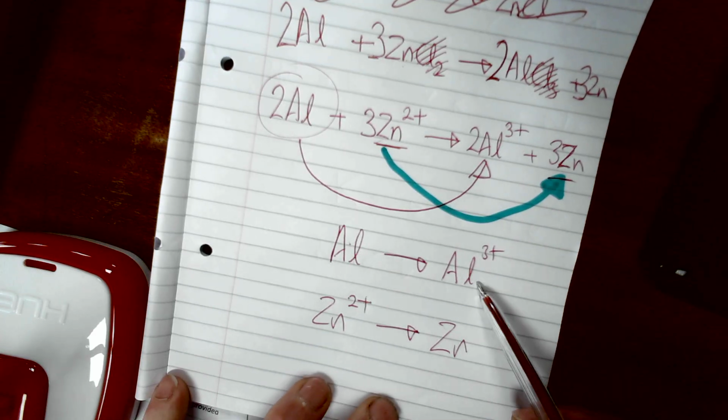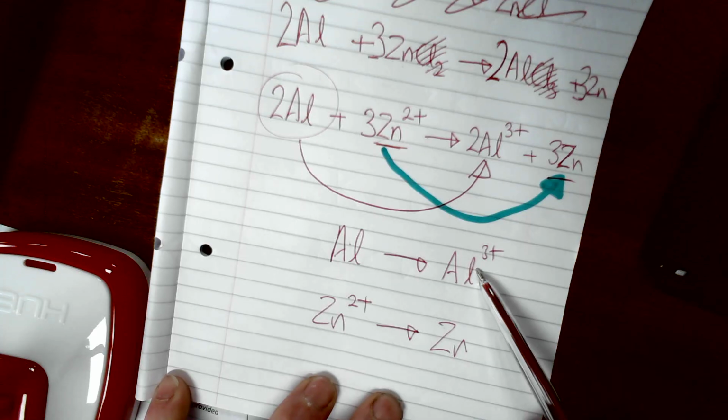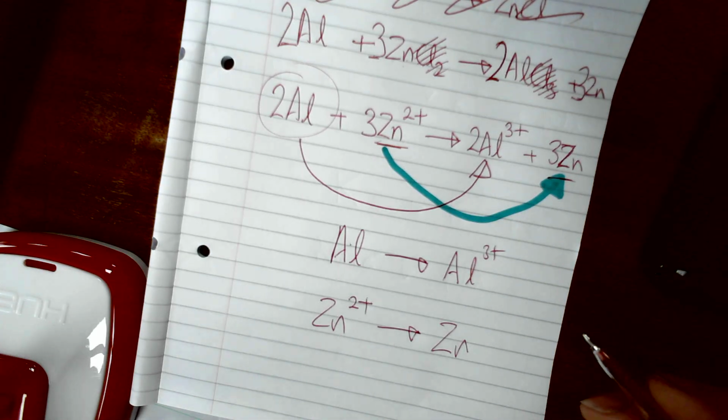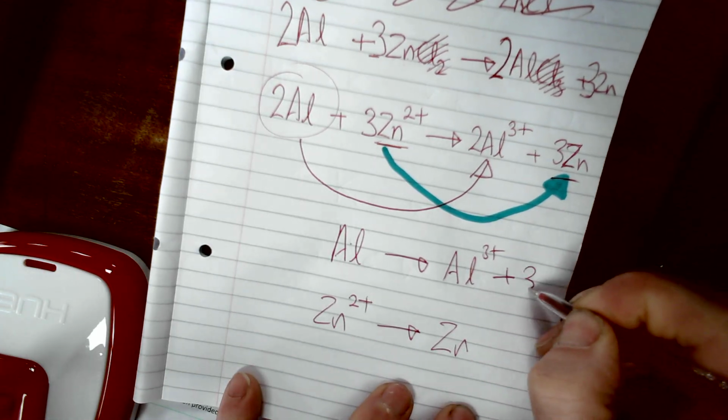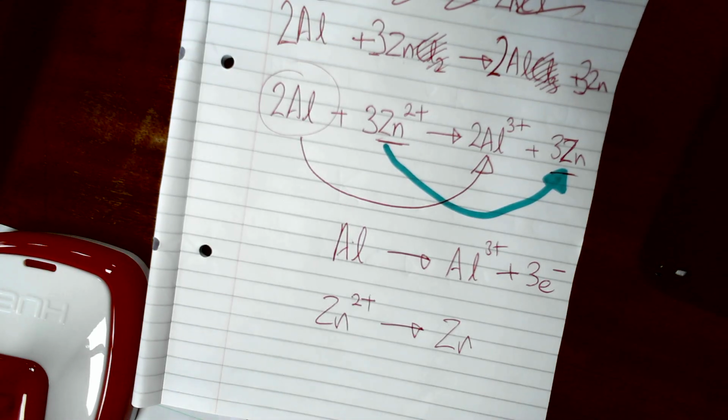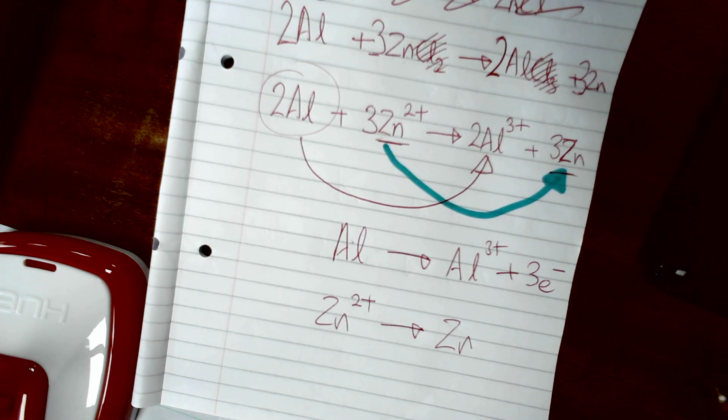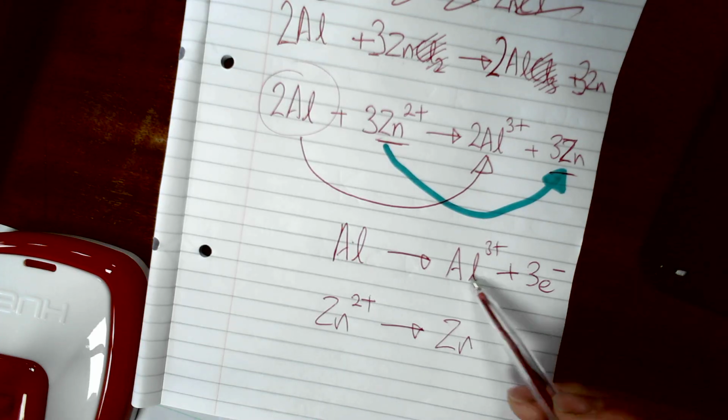How does aluminium become aluminium 3 plus? What does it have to do? Anyone want to tell me that? How does an aluminium become 3 plus? How does it get 3 positives here? It loses 3 electrons, so we put them on this side. Aluminium becomes aluminium 3 plus by losing 3 electrons. It's got a full outer shell now.